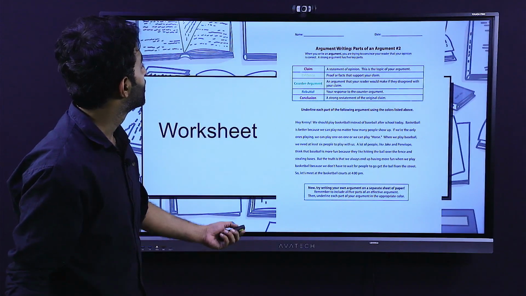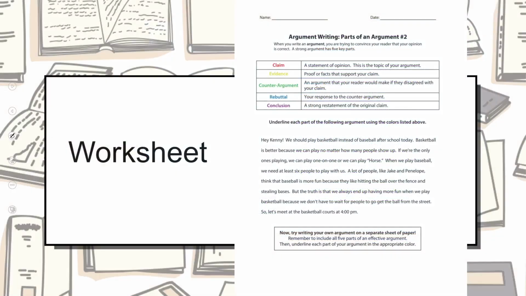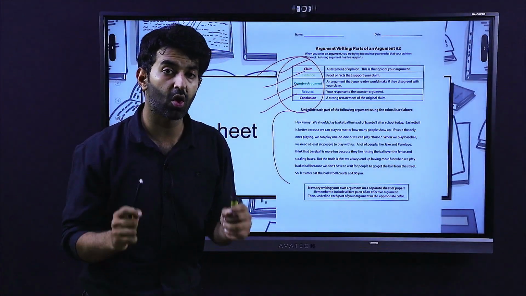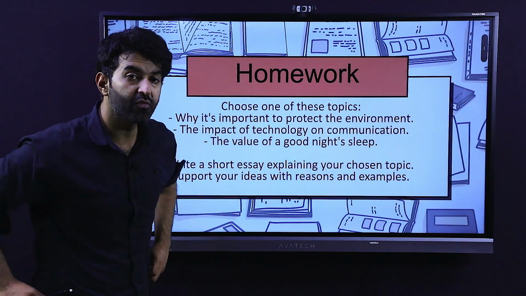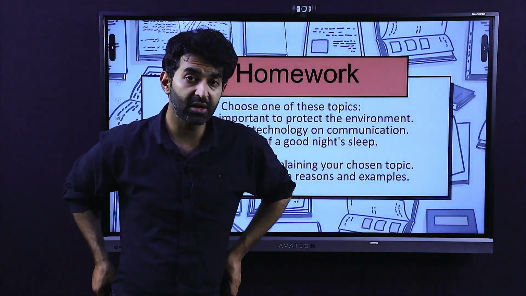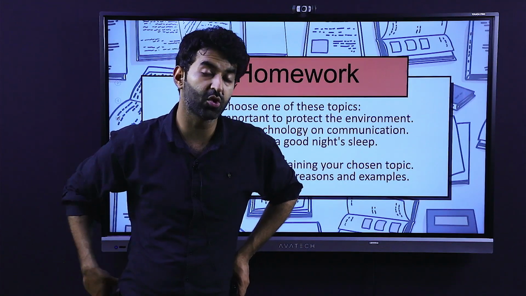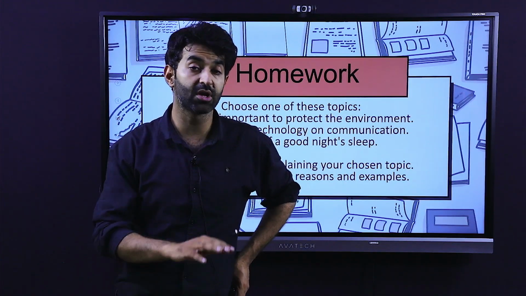Now, you can see this worksheet over here. It is given in different colors: your claim, evidence, counter argument, rebuttal, and conclusion. Now you have to read it and color that specific part accordingly by which those colors are mentioned. Now for your homework, this is about writing. You have to be very active for this. You can submit your written work as soon as you're done with it.